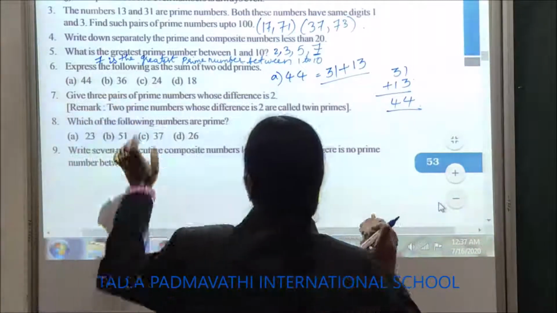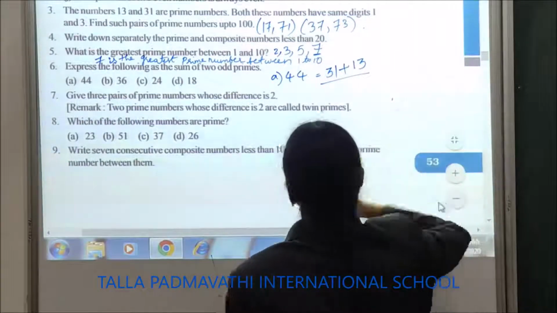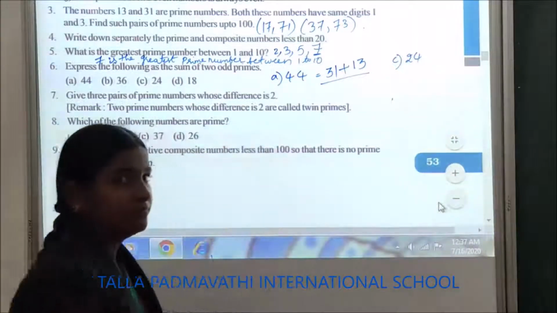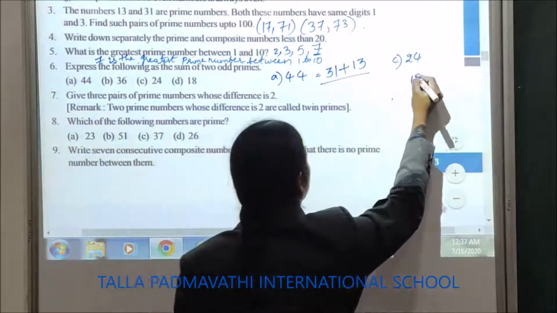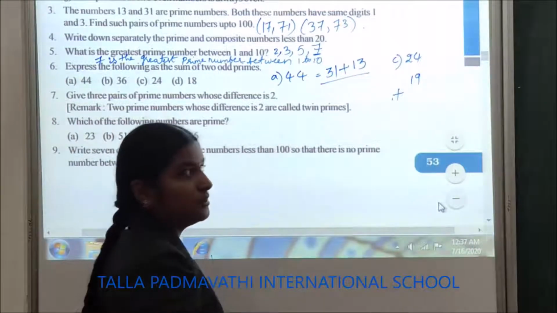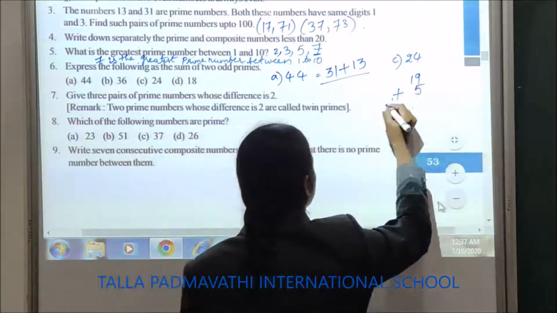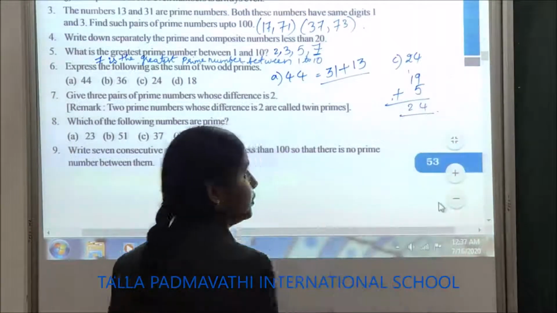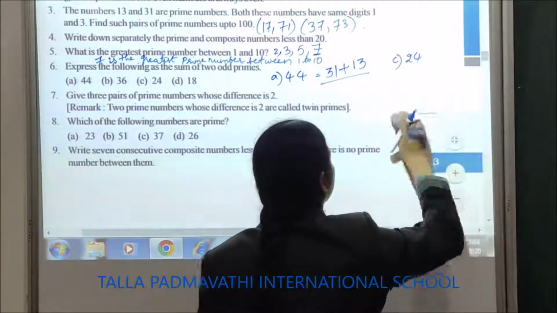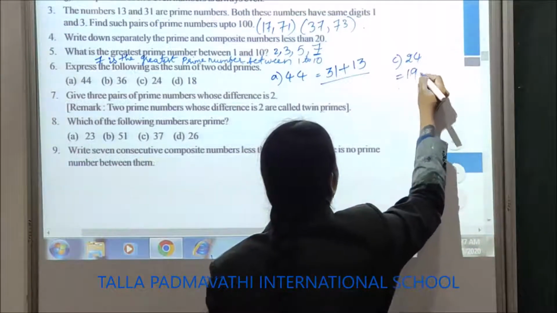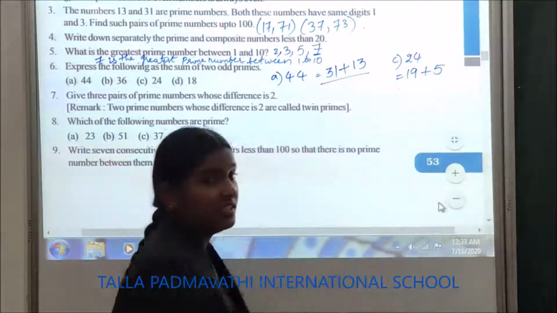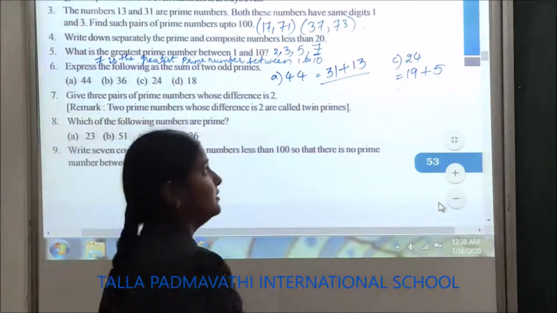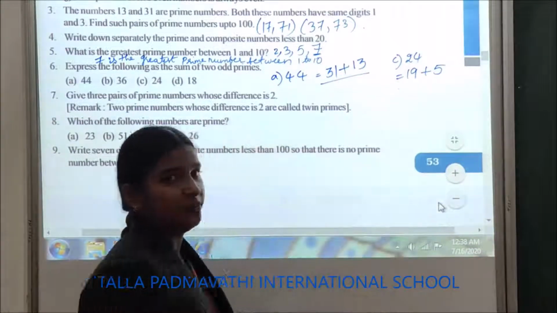Next you try 36, and here I am going to talk about 24. So for 24 we go with 19. 19 plus how much? 5. So 19 plus 5 is 24. So your answer is correct. That is, you can express it as the sum of 19 and 5. Both are odd prime numbers. So then you can get the sum as 24.